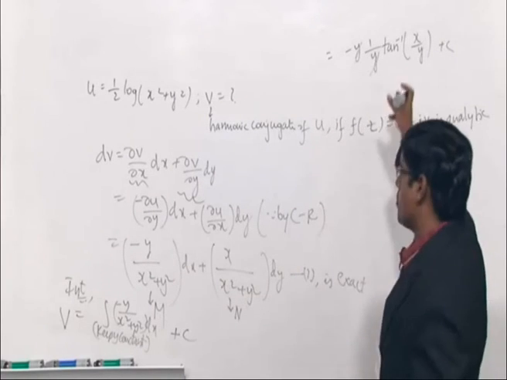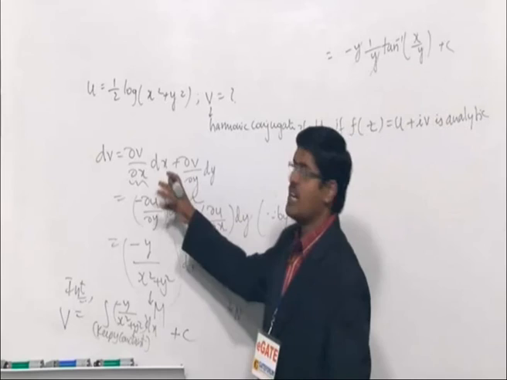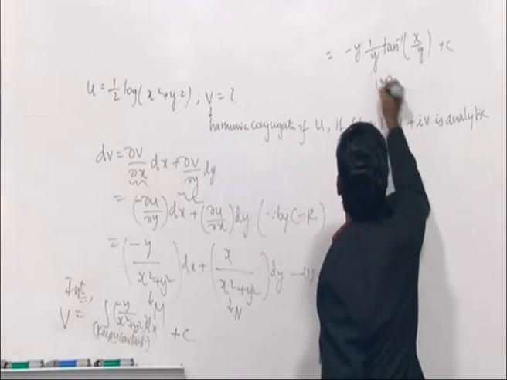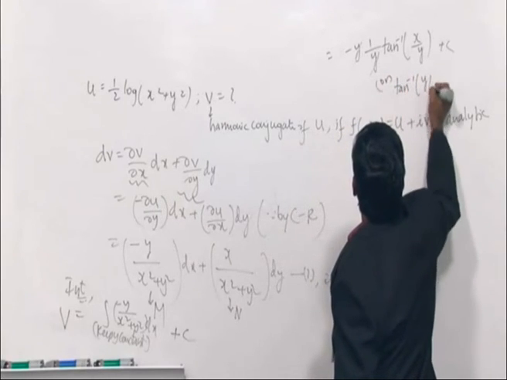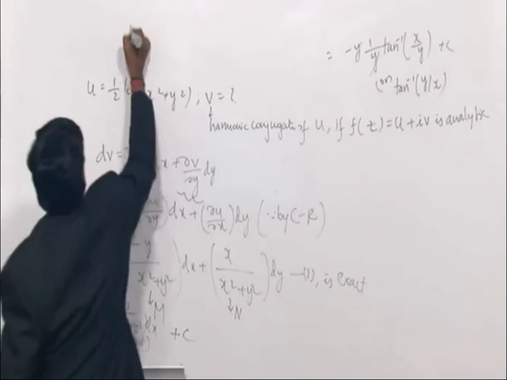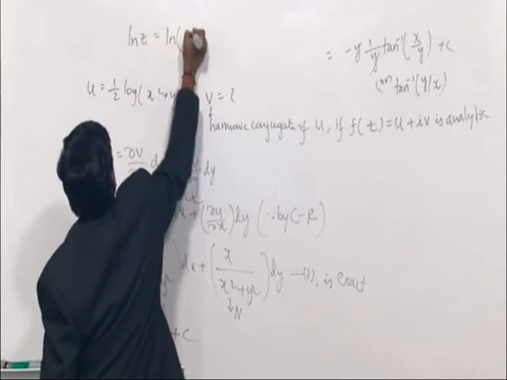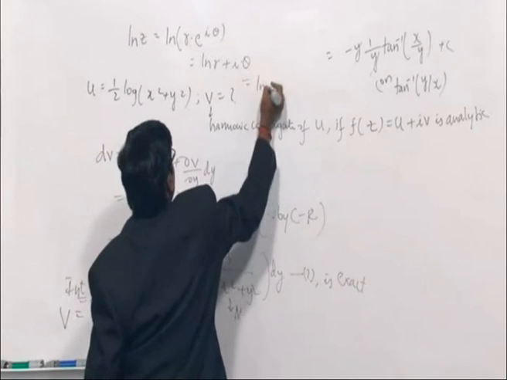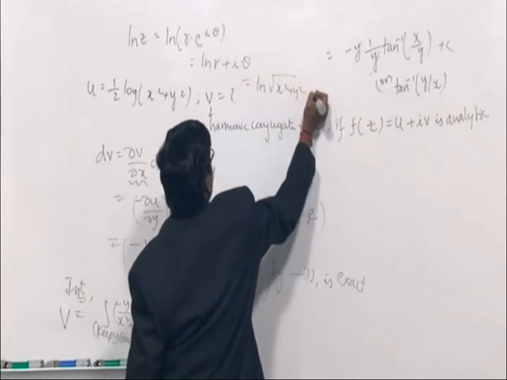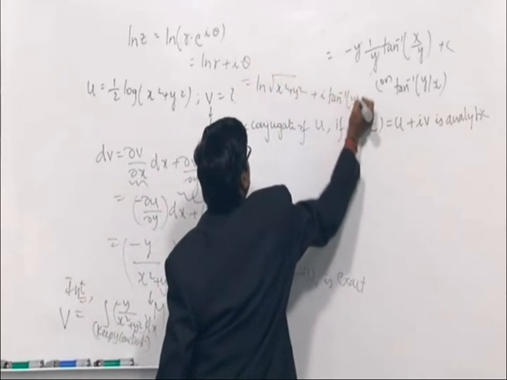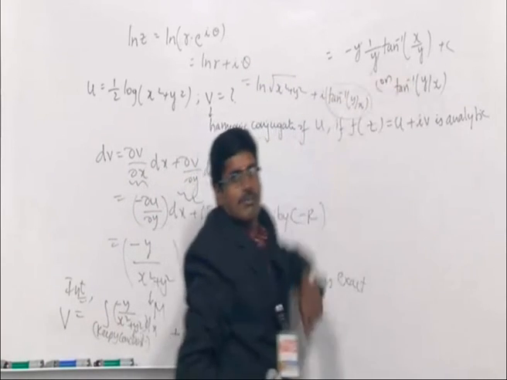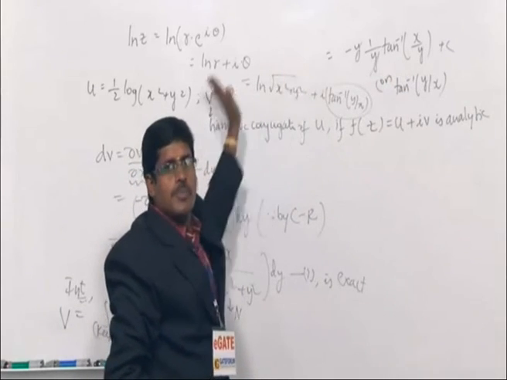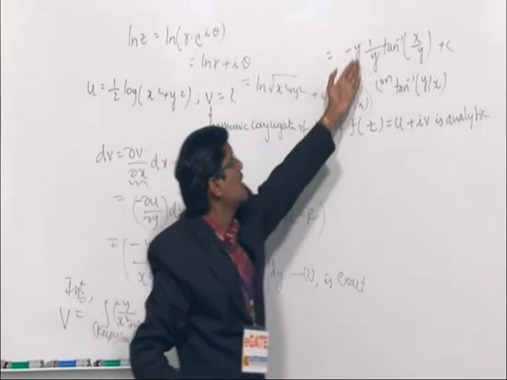If the options are not provided, this is the procedure, correct, using the CR equations only. u is given as 1 by 2 log of x square plus y square. Or just see, this can also be written as tan inverse y by x. Why? ln z, what is ln z? In terms of r and theta, r into e power i theta, so ln r plus i into theta. What is r given? ln root over x square plus y square plus i into tan inverse y by x. So here we got this. What is ln of root of x square plus y square? Root means whole power of half. Using properties of logarithm, half comes in front. Half means 0.5. The answer is either this one or this one.